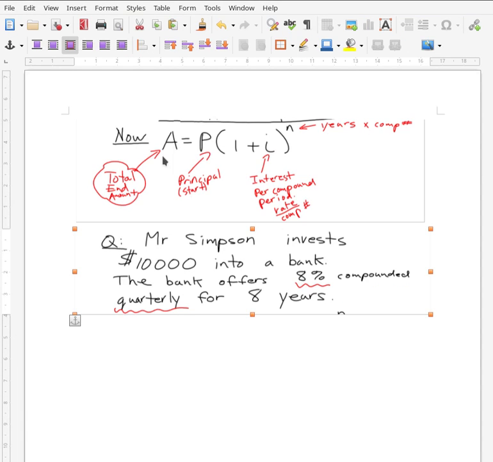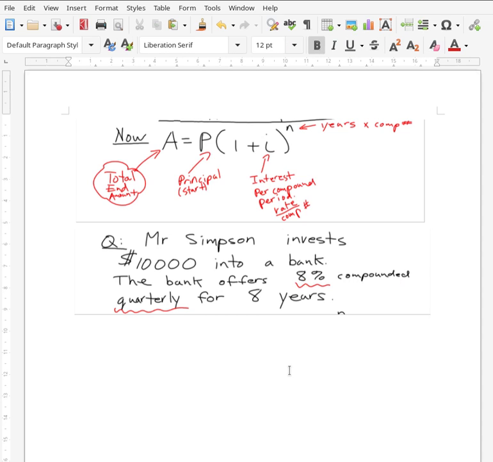So remember, our basic equation is A is equal to P(1 + i)^n, right? Now, here is how we use that equation. Mr. Simpson invests $10,000 into a bank, right? The bank offers 8% compounded quarterly.